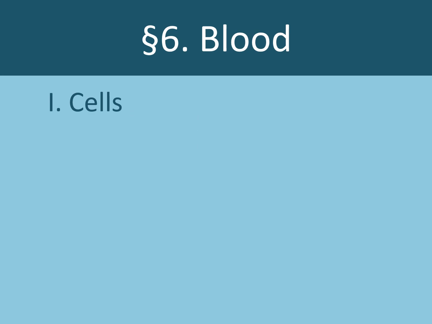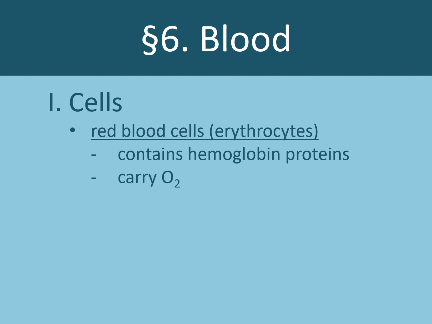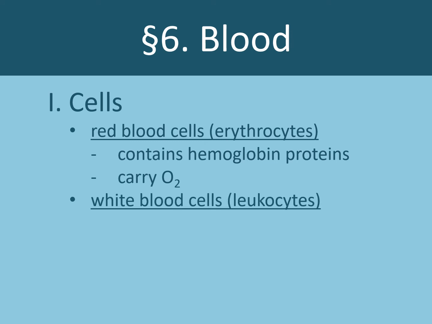Section 6. The blood. First, let's discuss the cells found in our blood. We have two major types of cells. Red blood cells, also called erythrocytes, are the cells that contain the hemoglobin proteins, and it's hemoglobin that carries the oxygen in our blood. The second major type is white blood cells, also called leukocytes. Leukocytes are the immune cells that help fight infections. Next semester, in the immune system chapter, we'll discuss the various types of leukocytes.